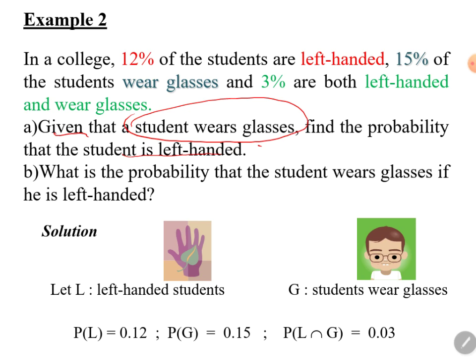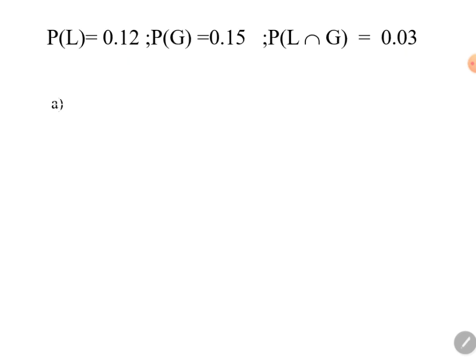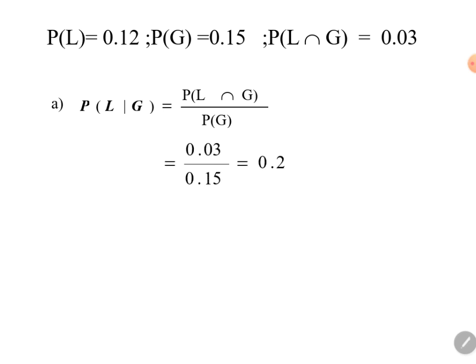Now we want to find the probability of L given G. Okay, because the G has happened first. So probability of L given G is equal to probability of L intersect with G divided with probability of G. So what is the intersection between L and G? It is equal to 0.03. Probability of G is equal to 0.15. So we get the result as 0.2.